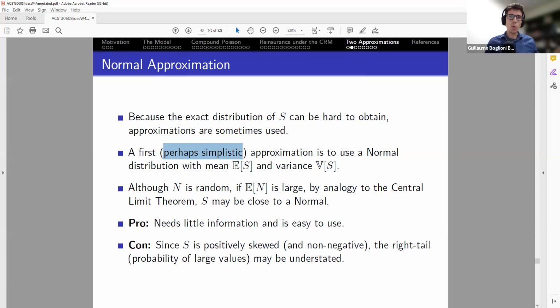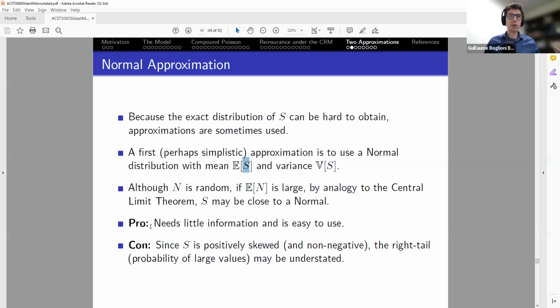So we might say that because S is a sum of many things, by some arguments that are similar to the central limit theorem, maybe S would be approximately normal. But careful here, of course, we're summing a random number of random variables. So there's an additional source of variability. The argument is that if N has a large mean, then you're summing a very large number of random variables, and then you might have a relatively normal distribution for this big S.